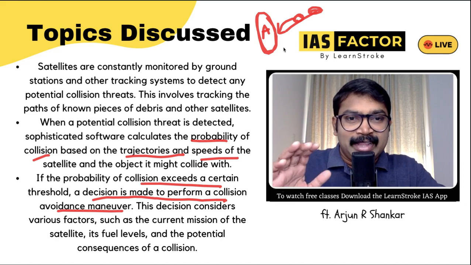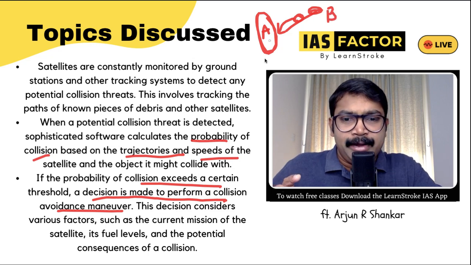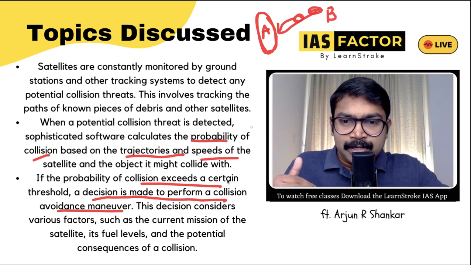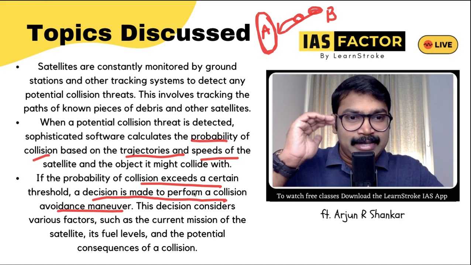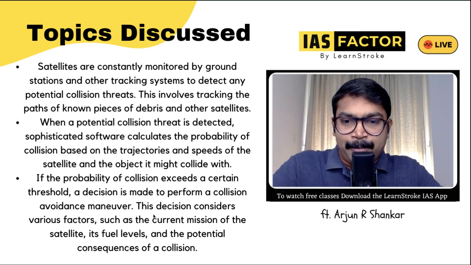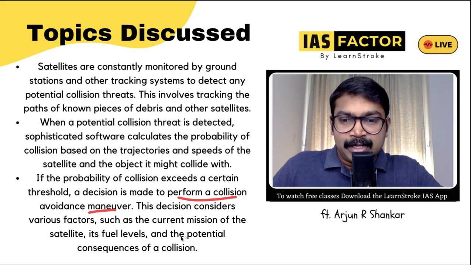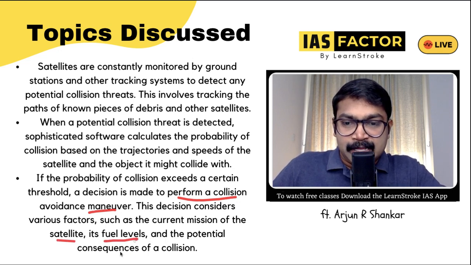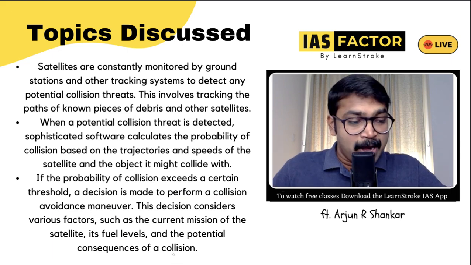So you feel that definitely this thing called B is going to hit A. There is no other chance. The collision probability exceeds a certain threshold, and it is definitely going to collide. Then you perform a CAM, or collision avoidance maneuver. The decision also depends upon the satellite's current mission, the fuel level, and the potential consequences of a collision. So you do a collision avoidance maneuver.